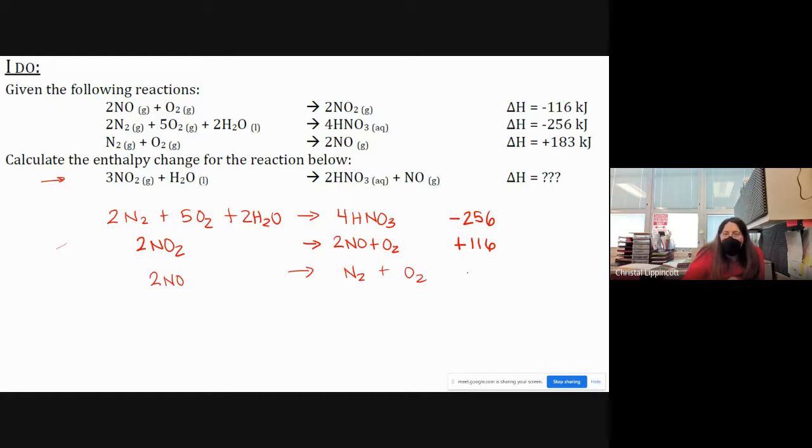I'm just confused. What's happening? I flipped this guy around because I know that I'm going to have to cancel oxygens out. They've got to cancel out, okay? Because they don't appear in the overall reaction. So would you have to multiply the equation by 5 to get rid of it? I kind of get it.